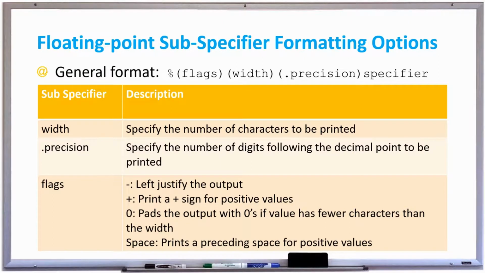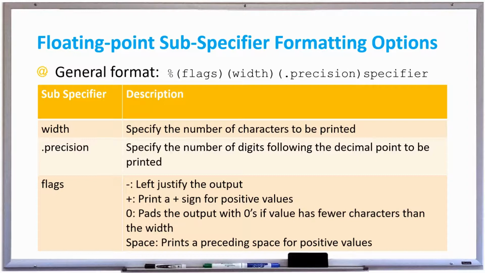In addition to format specifiers, there are also sub-specifier formatting options. And we're going to talk about some for floating point, integers, and strings. So let's take a look at the floating point sub-specifier formatting options. And the general format looks like this.